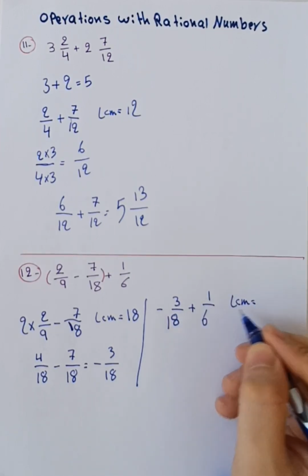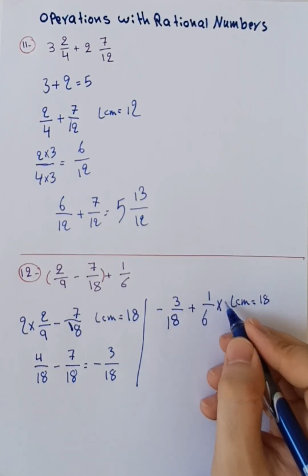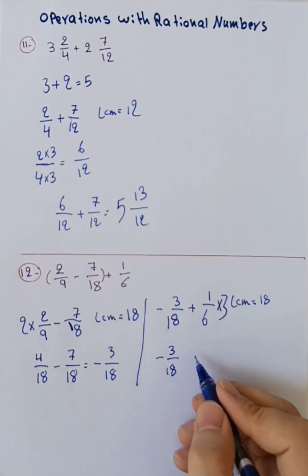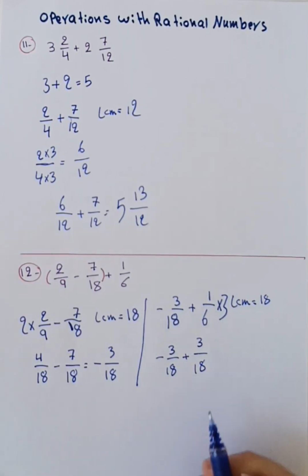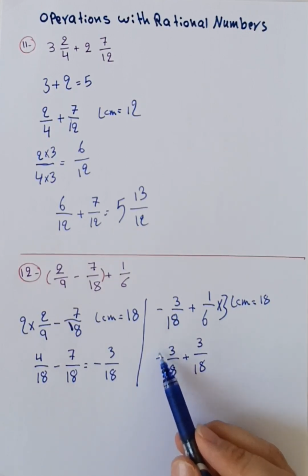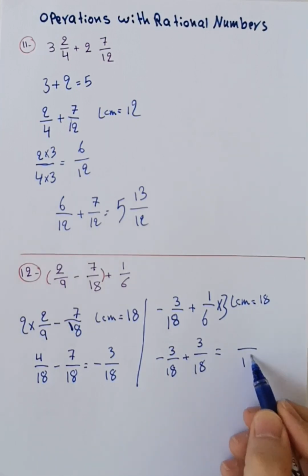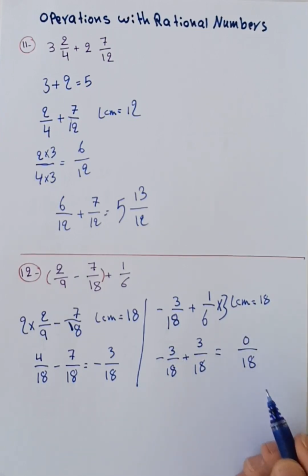Again, LCM for 6 and 18 equals 18. We have to multiply this fraction by 3 to change this 6 to 18. So we have negative 3 out of 18 plus 3 times 1 is 3, 3 times 6 is 18. Now we have to multiply these two signs to know which operation to do. Minus times plus is minus, so you have to subtract these two fractions. You have to write 18 as the denominator, and then 3 minus 3 is 0. So 0 out of 18 equals 0.